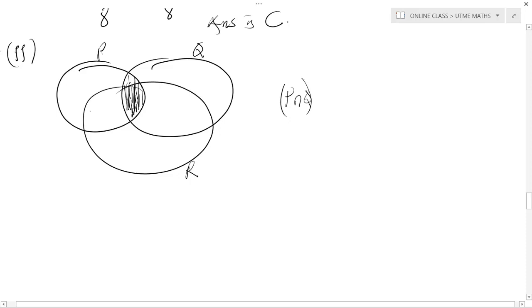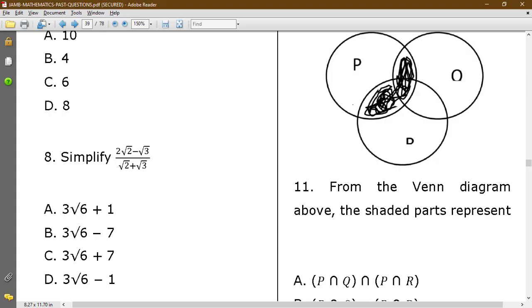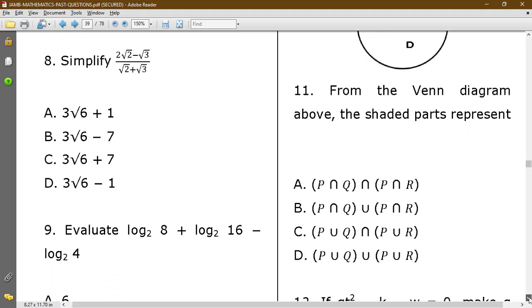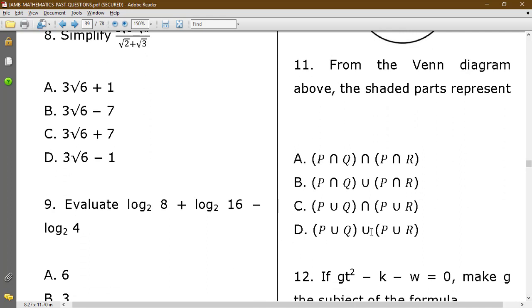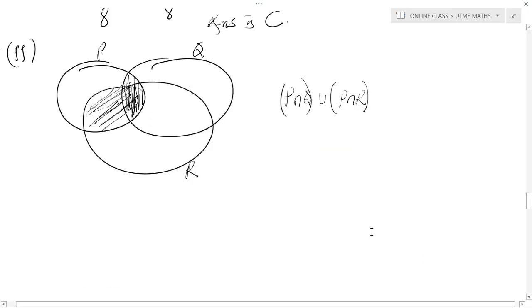Then look at this side also. From here, this was shaded and it enters Q together. So if you look at the R side, it's more of R and P. So you say union P intersection R. So let's see the options and see which one works there. With this, we can see that the answer is D. So we pick it as D.